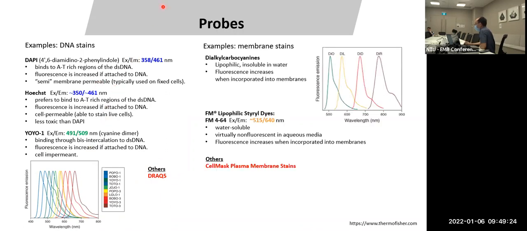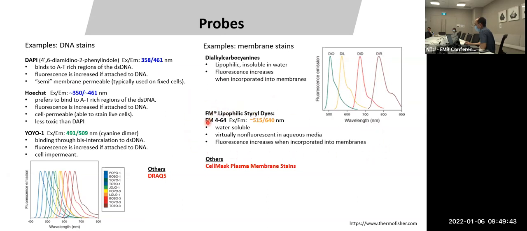Membrane stains. The common ones are DiO, DiL, and DiD, right? They have different wavelengths. They partition into your membranes. When they bind to a membrane, the fluorescence increases. Right? Then there are some special dyes here.